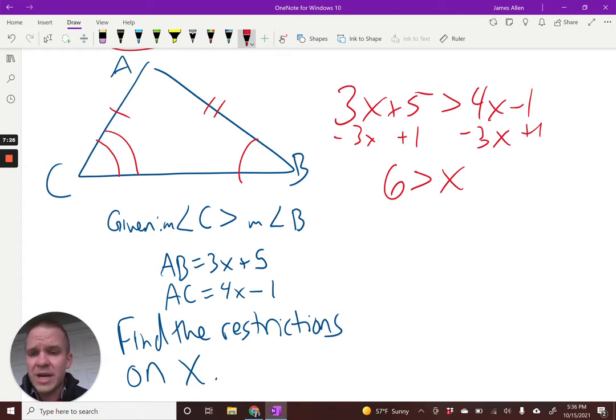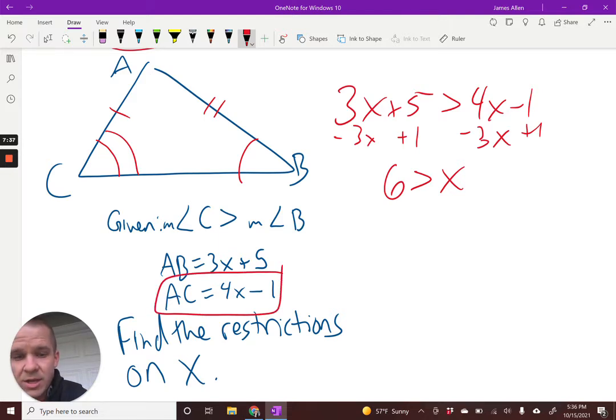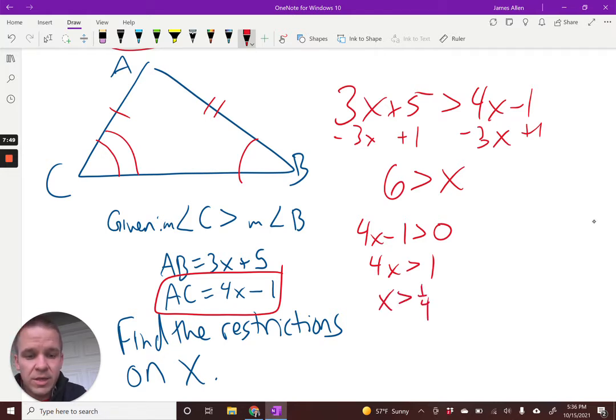Well, which side of these two is likely to go negative first? Which one will go negative first? Well, the smaller one's going to go negative first. So my smaller side being AC, I need to make sure that this right here is greater than 0. So I will set 4x minus 1 greater than 0. 4x is greater than 1, so x is greater than 1/4. So my final answer here is that x is between 1/4 and 6.